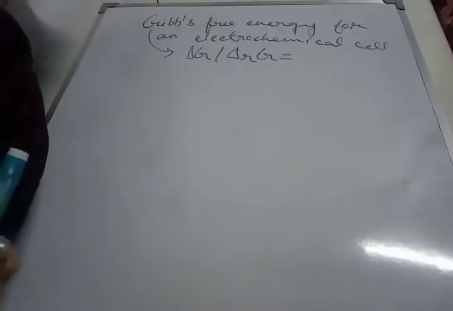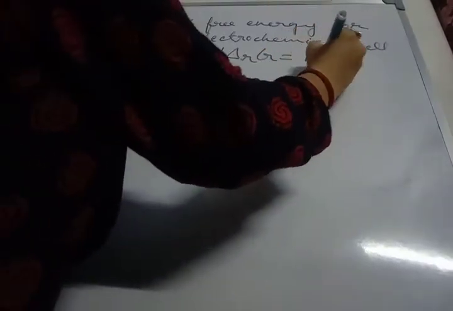Gibbs free energy for an electrochemical cell. Now, it is represented as delta G or delta rG, which is equal to the maximum work obtained during a reaction.